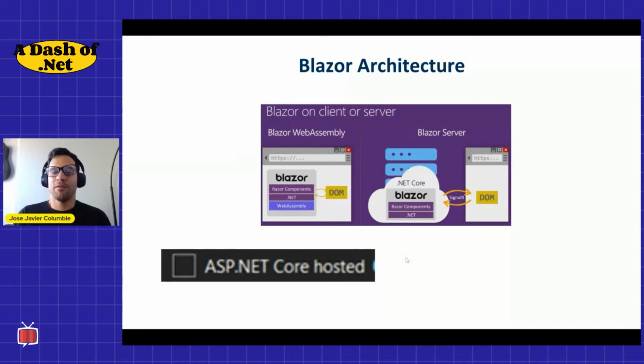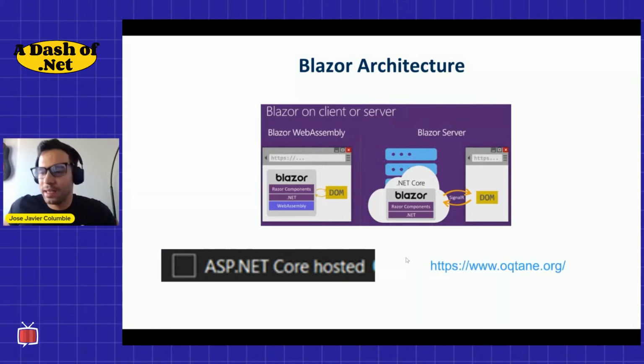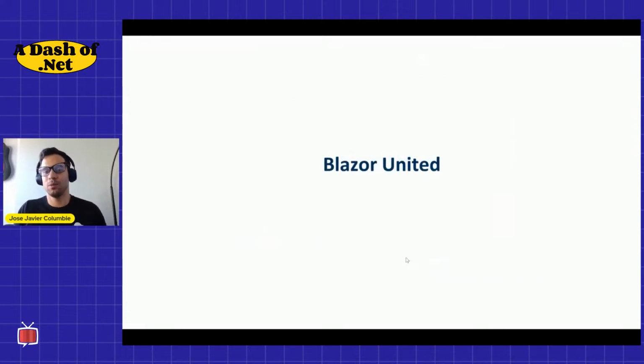But what if you want to switch at runtime from WebAssembly to Blazor Server, to have a page in Blazor WebAssembly, and have another page in Blazor Server? Take advantage of what they both offer, because they both have their advantages. So Oqtane has been doing this for a while. Oqtane is a really interesting project that you should take a look at, about how you can create dynamic applications with Blazor. But the idea here is that .NET 8 is now coming with Blazor United.